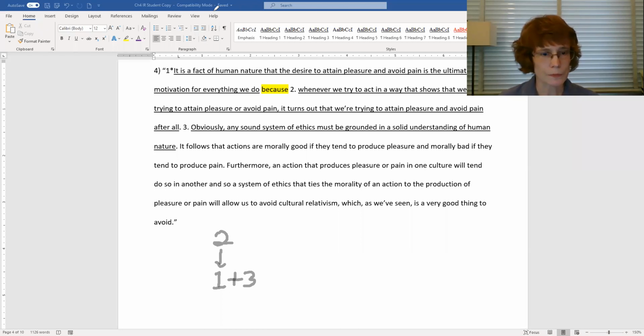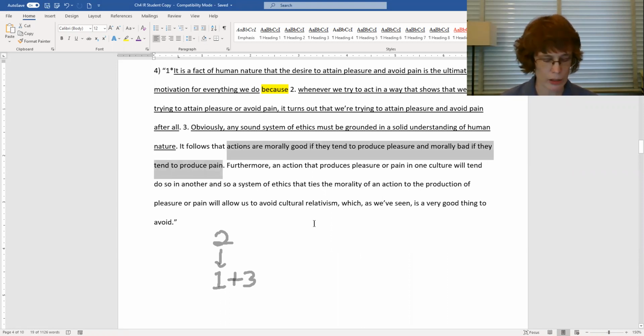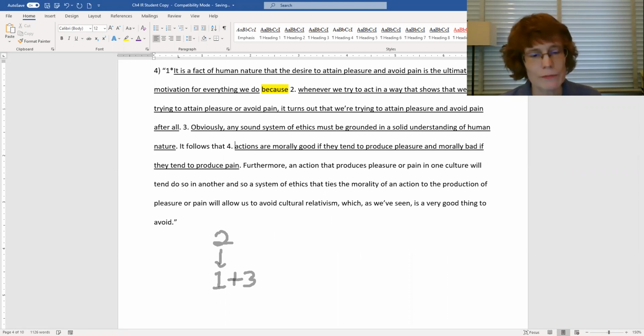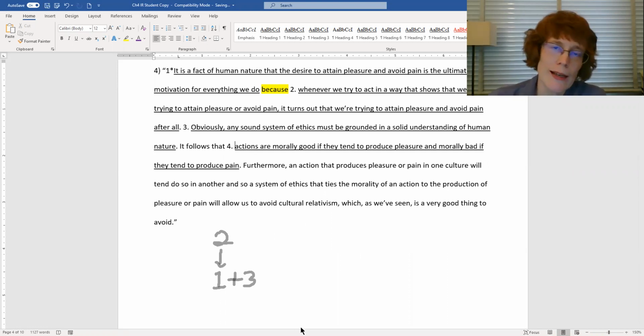Now let's continue to read. It follows that actions are morally good if they tend to produce pleasure and morally bad if they tend to produce pain. Okay, I think that's going to be important. Why? Well, partly because of the "it follows that," right? I'll ask you, is "it follows that" more like "because," meaning it's a reason indicator, or is it more like "therefore," meaning it's a conclusion indicator? Think about that and pause for a bit.